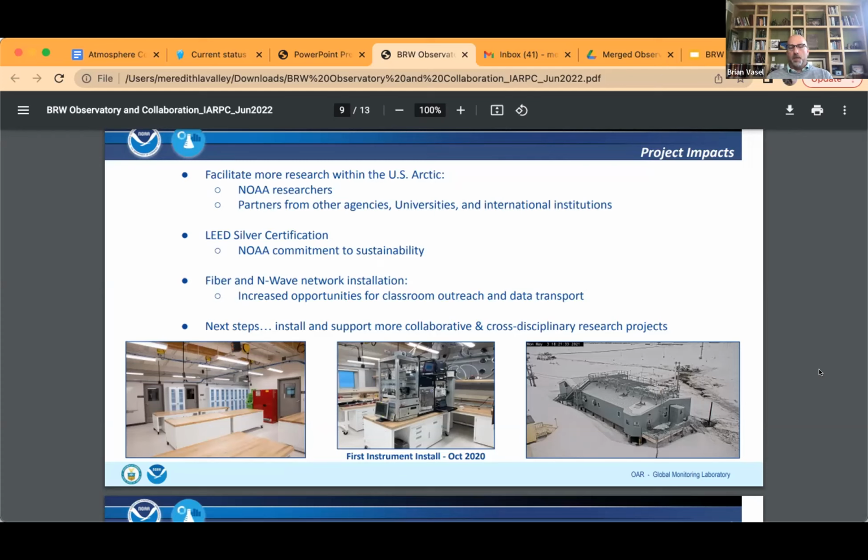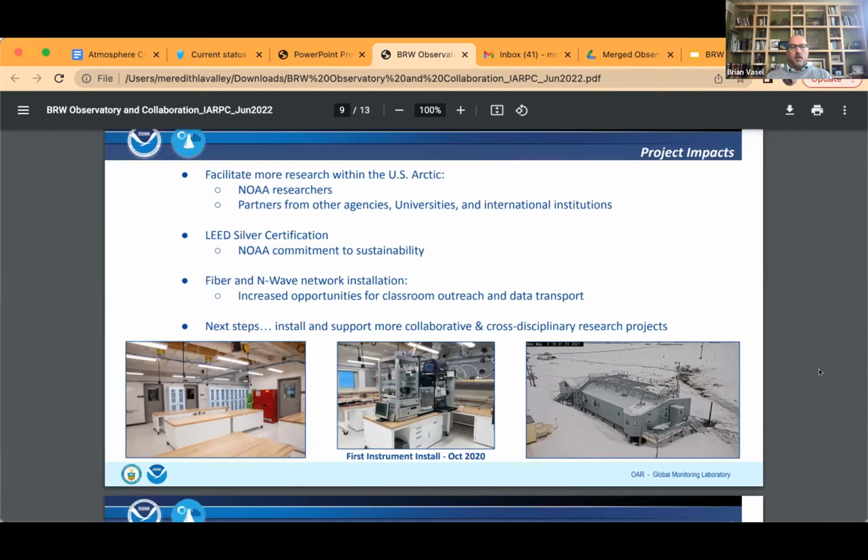We wanted it for a couple of reasons. One, to show our commitment to the Arctic as an agency. Two, to show that if you build smart and sustainably and a well-insulated building, we're going to have better temperature control. We're going to use less energy to do that. And it's better for our science in the long run. So we pushed them to become LEED certified.